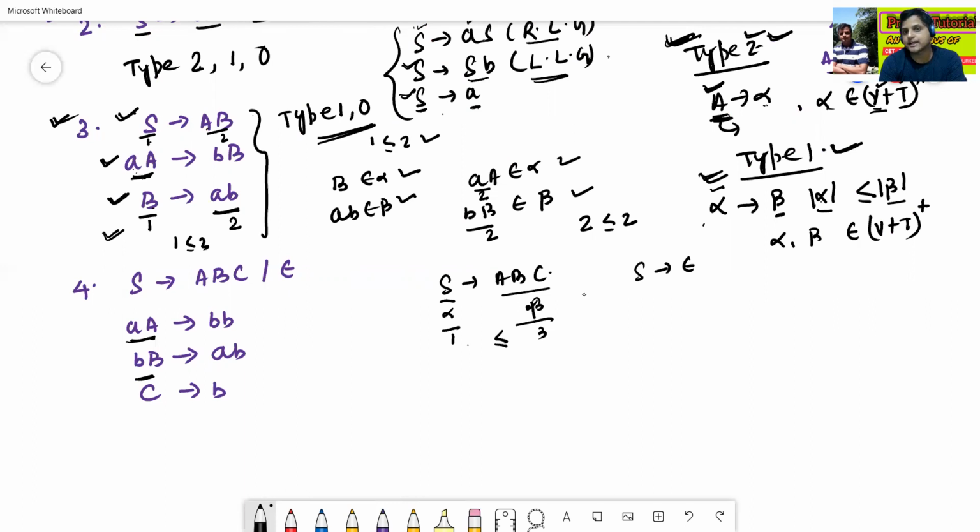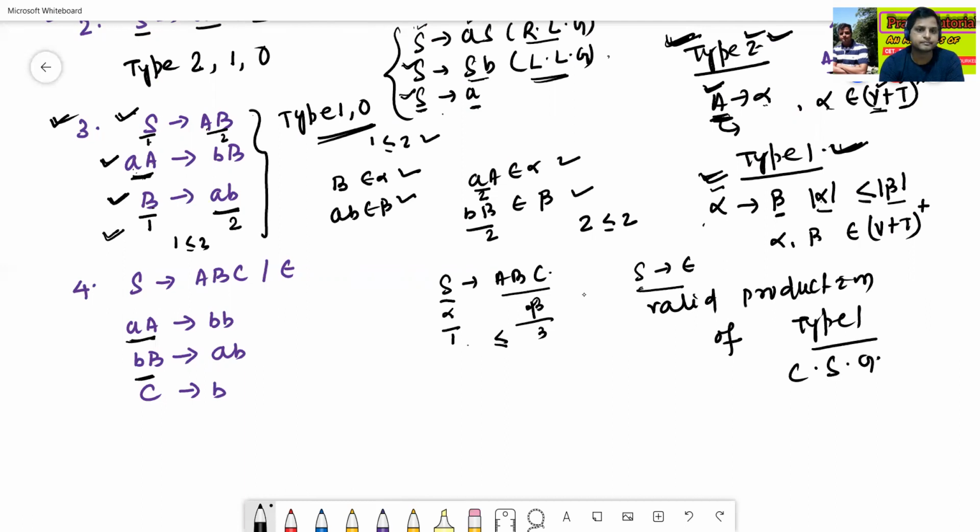See here, S to epsilon is a valid production for type 1 or context sensitive grammar. It is a valid production of type 1. Type 1 means context sensitive grammar. So this one is satisfied for type 1. Now I'll check the second one. A belongs to alpha, BB belongs to beta, and its length is 2 and its length is 2. 2 is less than or equal to 2. So this one is satisfied for type 1 grammar.